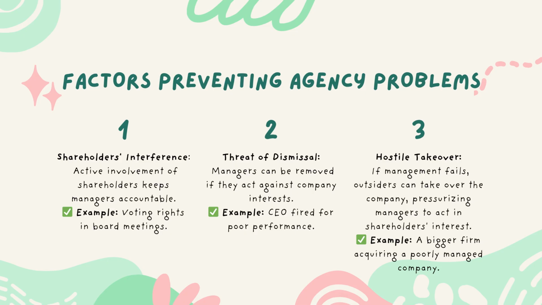2. Threat of dismissal. Managers can be removed if they act against company interests. Example: CEO fired for poor performance. 3. Hostile takeover. If management fails, outsiders can take over the company, pressurizing managers to act in shareholders' interest. Example: a bigger firm acquiring a poorly managed company.